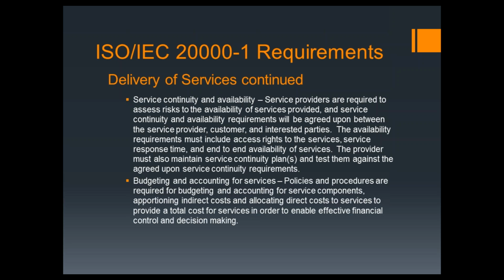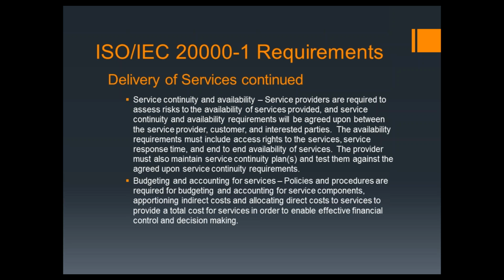The provider must also maintain service continuity plans as well as test them against the agreed upon service continuity requirements. So basically, as applicable to the services offered, there has to be continuity plans in place that address service level agreements and uptime requirements of the contracts entered into with the customers. And these plans actually have to be tested to make sure that in the event of a facilities outage or any number of other incidents, these critical services are still going to be available to the customers.